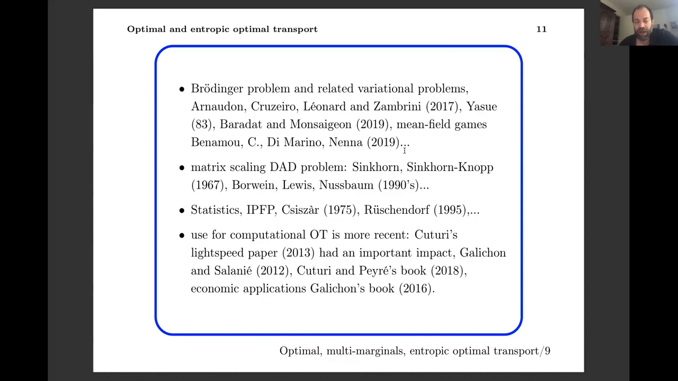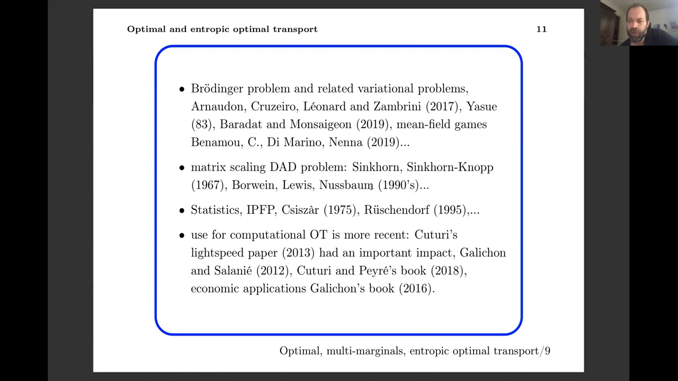Related also to a problem which has a flavor of incompressible fluid dynamics, the so-called Schrödinger problem, which Marc Arnaudon, Cruzeiro, Léonard, Zambrini, building upon previous work of Yasue, or Baradat and Monsaingeon worked on. It's also related, some mean field games can also be cast in these frameworks, something we used a few years ago at Mokaplan with Jean David, Simone Di Marino, and Luca Nenna. Solving the Schrödinger problem, the discrete case, is linked to the so-called DAD problem, which in the continuous case has been very much studied by Jonathan Borwein, Adrian Lewis, Roger Nussbaum in the 90s.